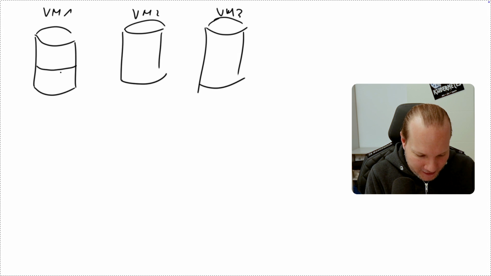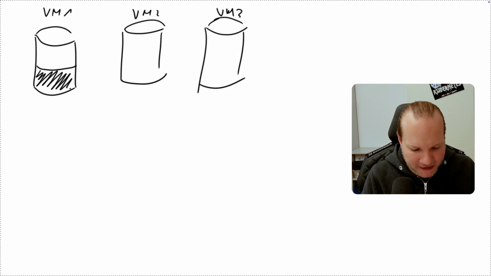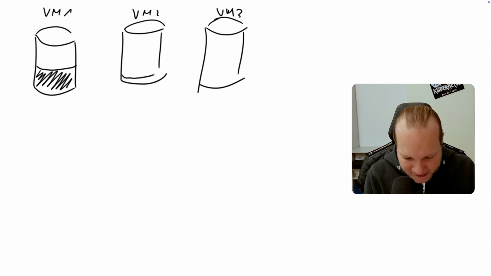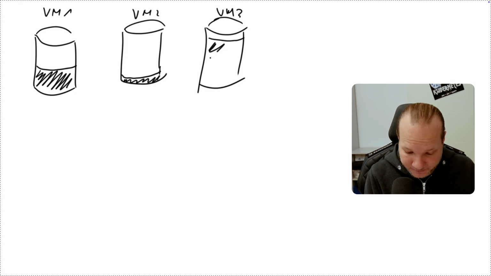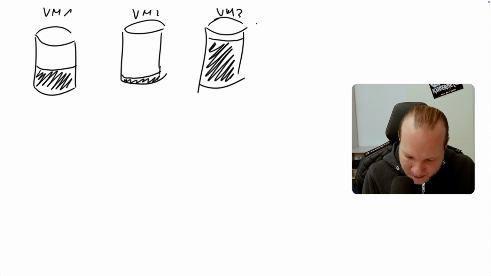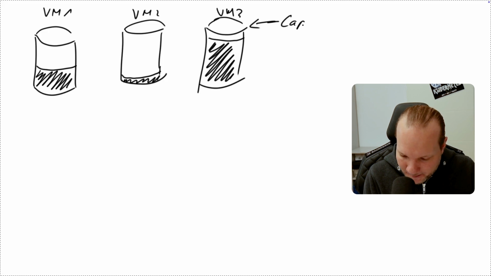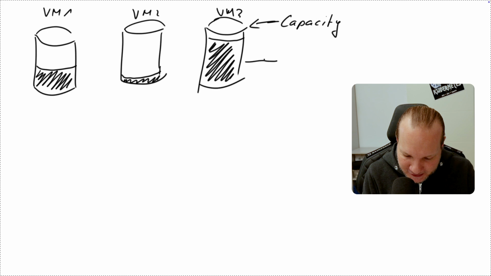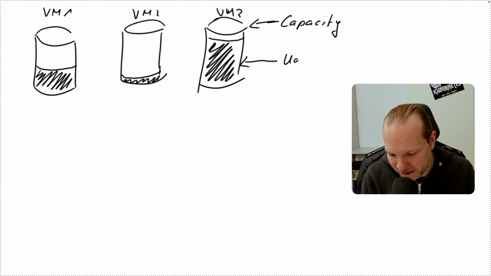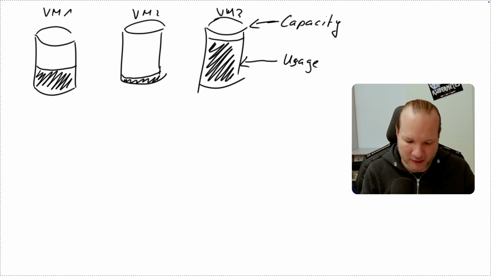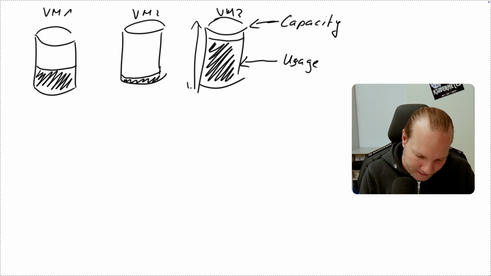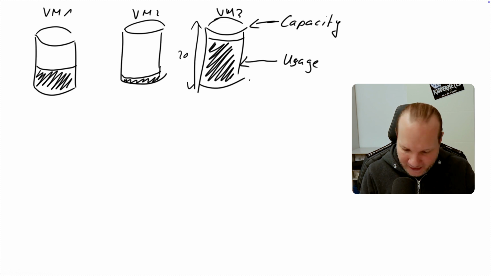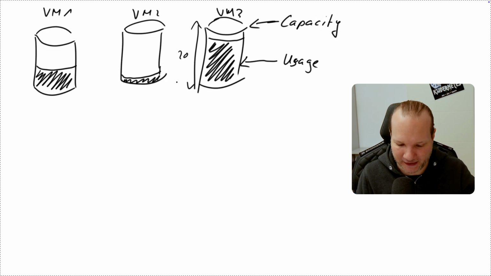The first one is used roughly 50%. The second one is very, very barely used. And the third one is almost full, right? Just to make sure, this is our capacity, basically how much I can store in this disk. And this is the current usage, whatever it is, right? So assume that is like 20 gigs, and we have used something like 18.